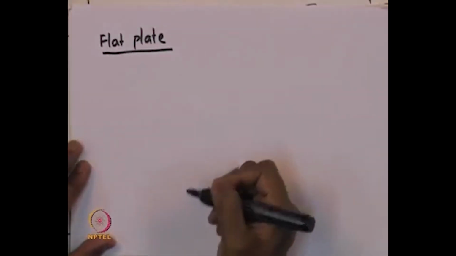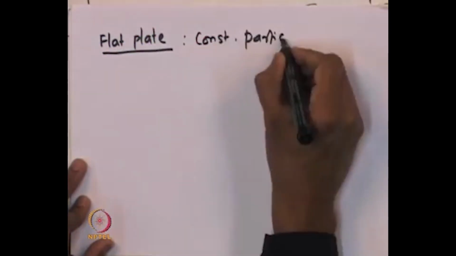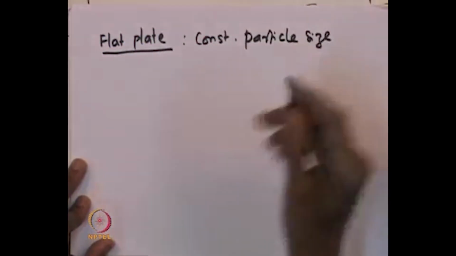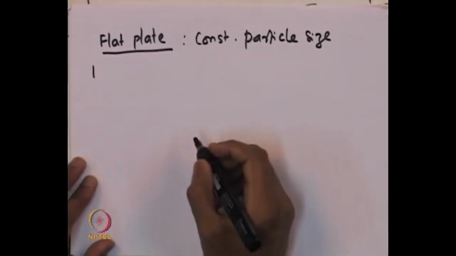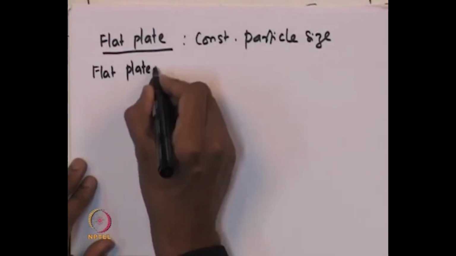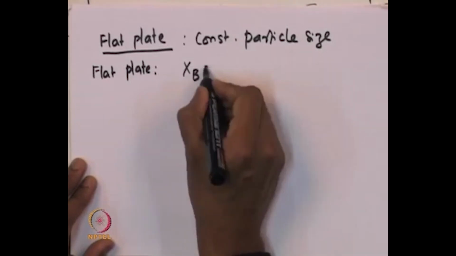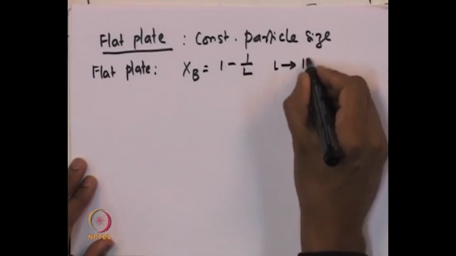Suppose it is a flat plate, where the solid is now present in the flat plate, and there is a fluid which is now coming on to the surface of the flat plate, and the heterogeneous reaction is occurring at the surface of the flat plate. So, in that case, if we consider the case of constant particle size, then for a flat plate, one can define conversion as 1 minus 1 by L, where L is essentially the half thickness.